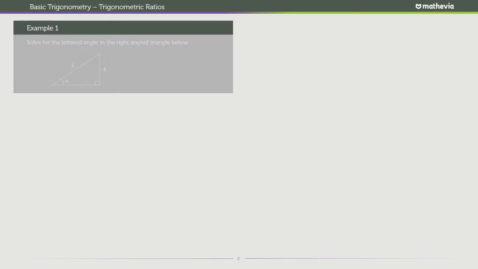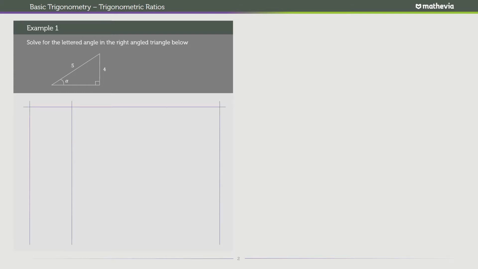Example 1. We've been asked to solve for the lettered angle in the right angle triangle below. In this case we have angle alpha, and we're given two sides, the opposite and the hypotenuse. Given the opposite and the hypotenuse, the trigonometric ratio to apply is sine, because sine is the ratio that relates the opposite and the hypotenuse.